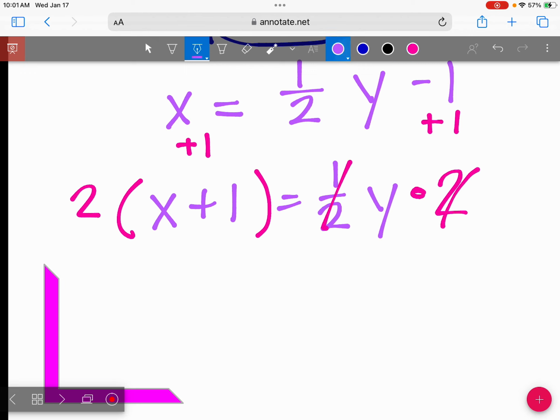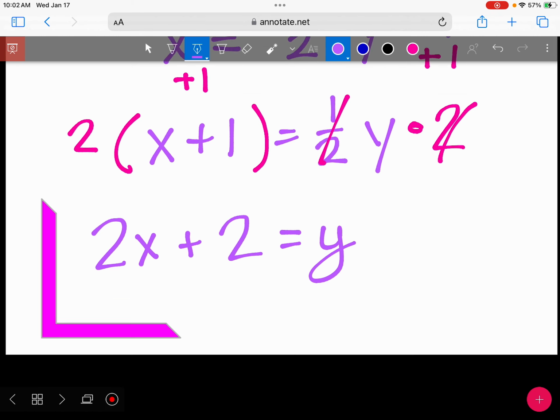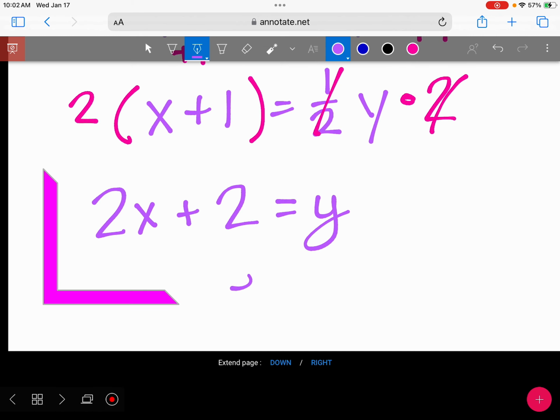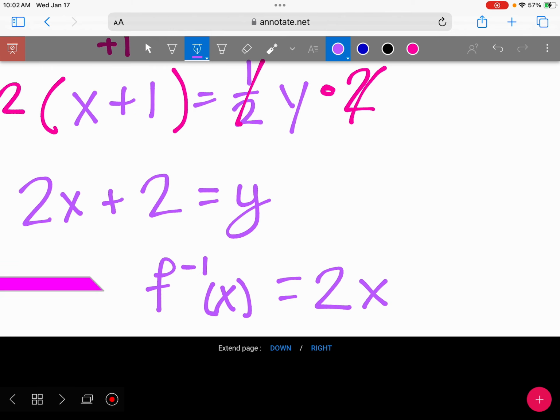My 1/2 and my 2 are going to cancel out, leaving me with y. And on the left-hand side, we're going to multiply everybody by 2. So we get 2x plus 2. So our inverse of f of x is 2x plus 2. Questions on that part?